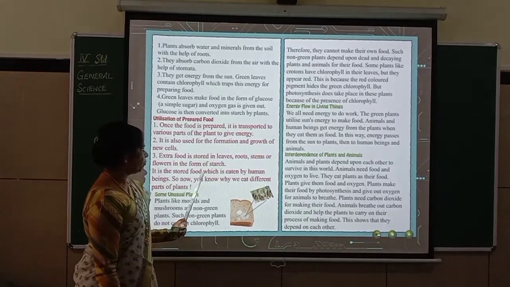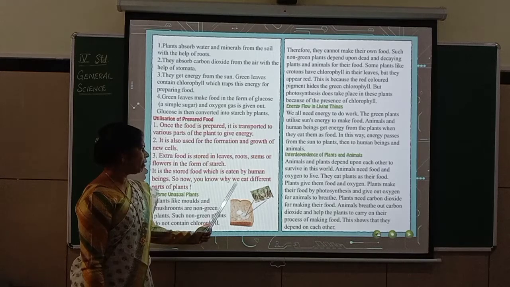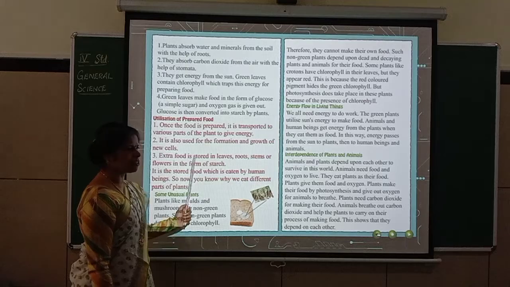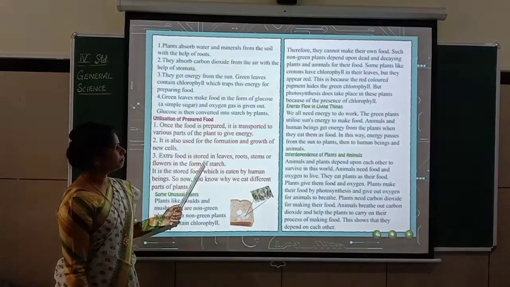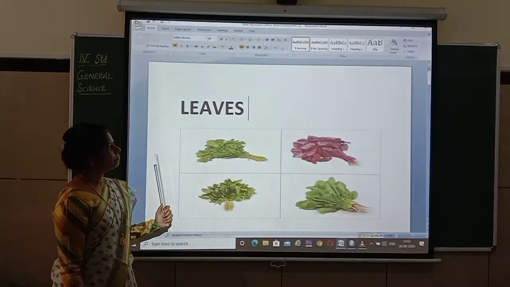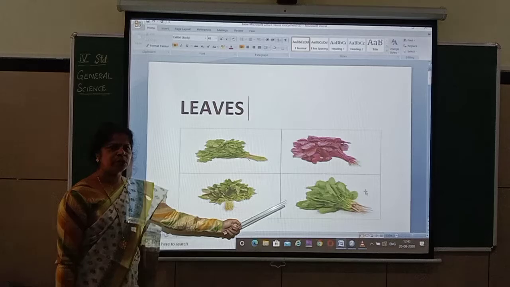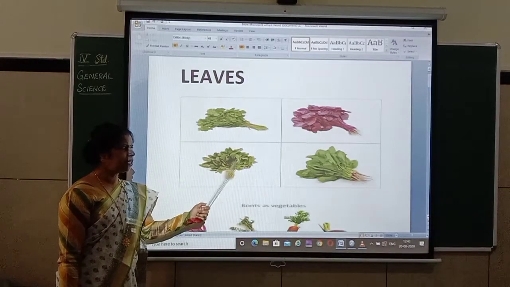It is the stored food which is eaten by human beings. So now you know why we eat different parts of the plants. So let us see about the different parts of the plants which is used as food. See, look at the leaves. All these we use as food. We eat these leaves by preparing certain dishes.